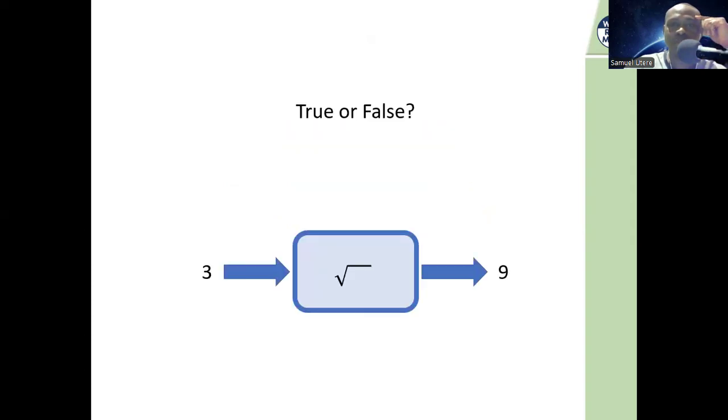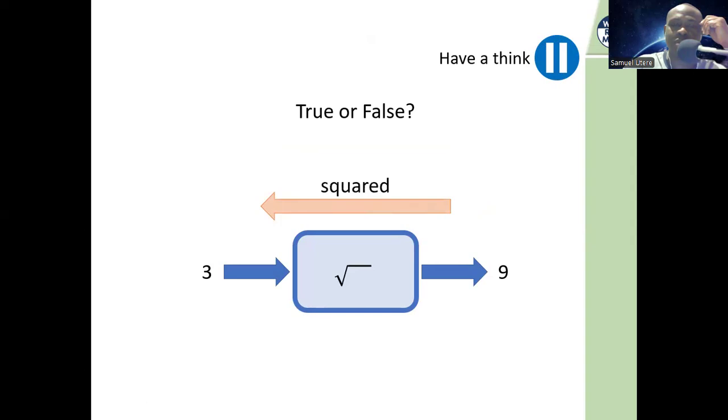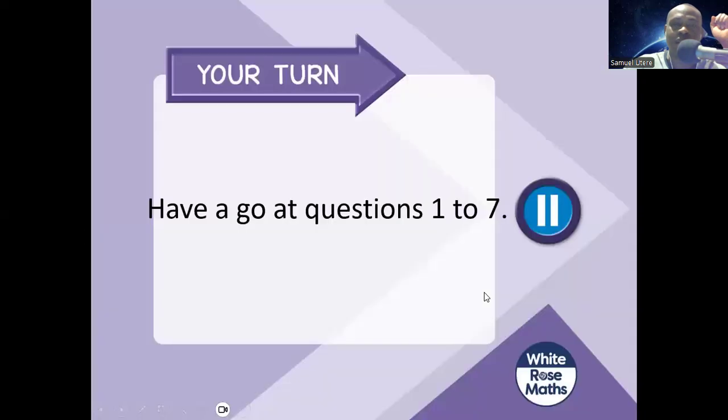Okay, let's do some true false thinking. Is it true that the square root of 3 is 9? No, but if we do the inverse operation, we're going to get 3. What about this one? Well, it is true because the square root of 81 is 9. And if we do the inverse of doing the square root, we have to square 9, and that gives us 81.